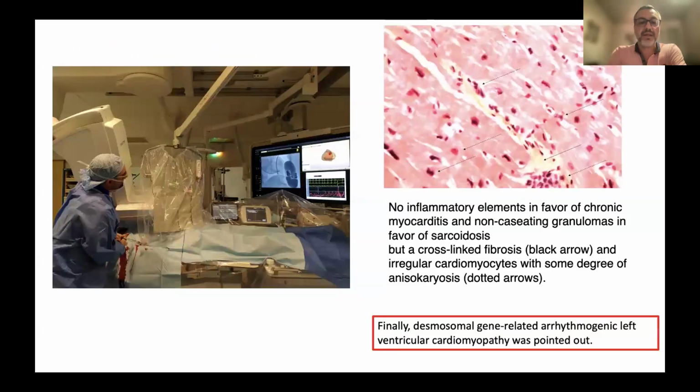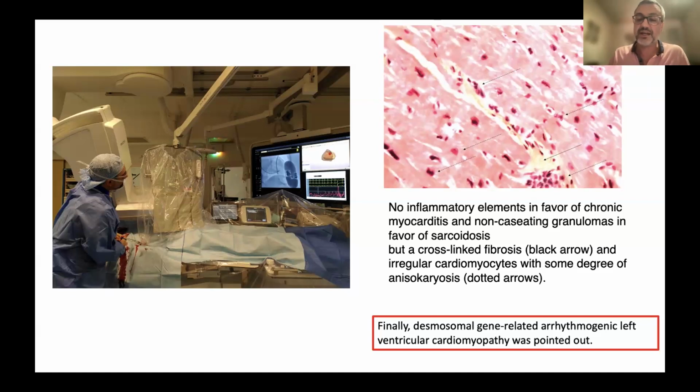And it's made with the model. You can move the model in the same projection as the C-arm. It's interesting for understanding the geometry of the heart. And finally, for this patient, the anatomopathologists showed no inflammatory element in favor of chronic myocarditis and no caseating granulomas in favor of sarcoidosis. But effectively, irregular cardiomyocytes and some anisokaryosis existed.